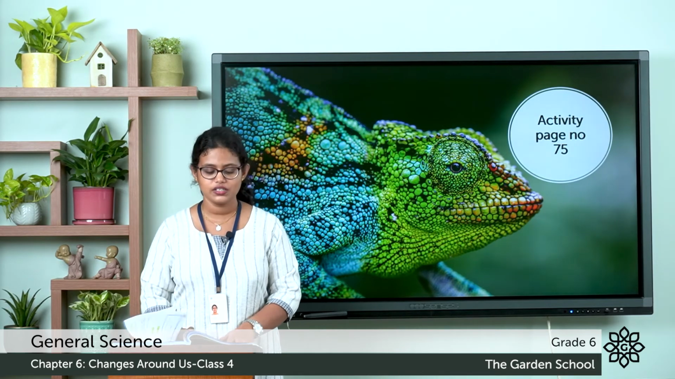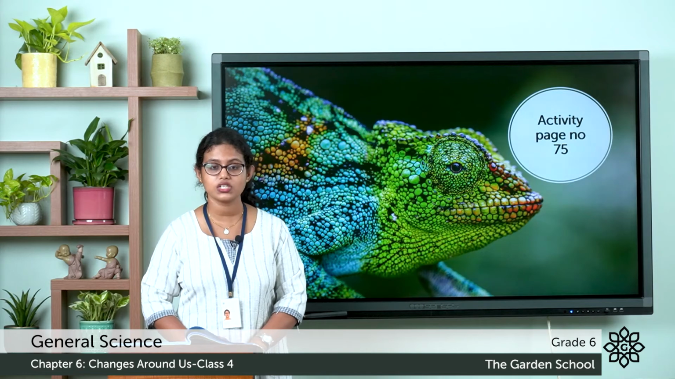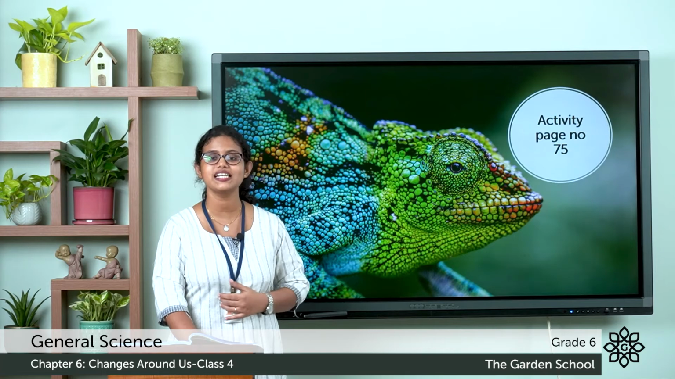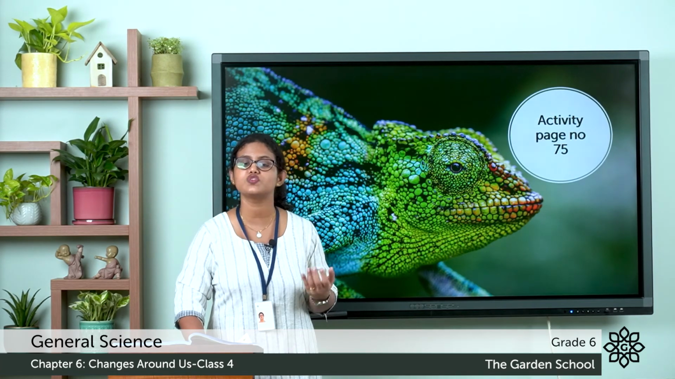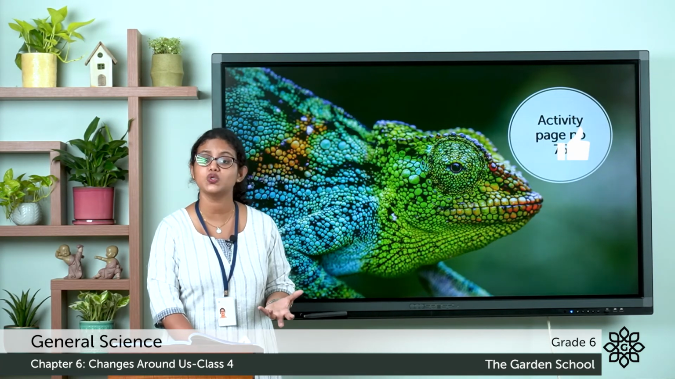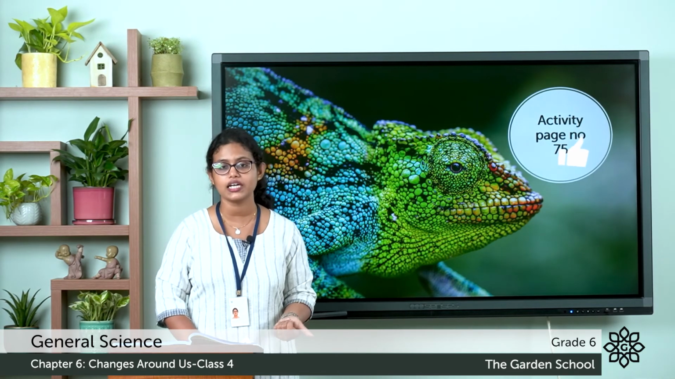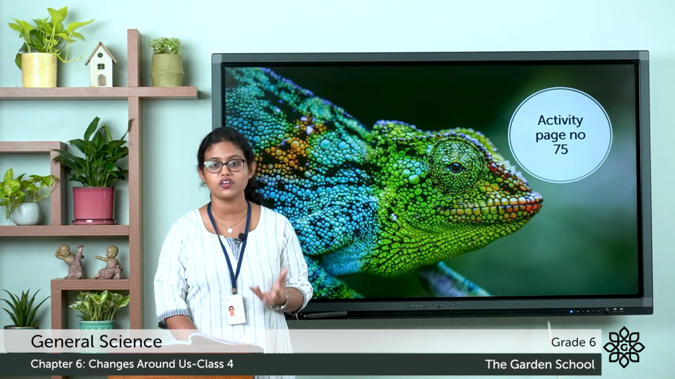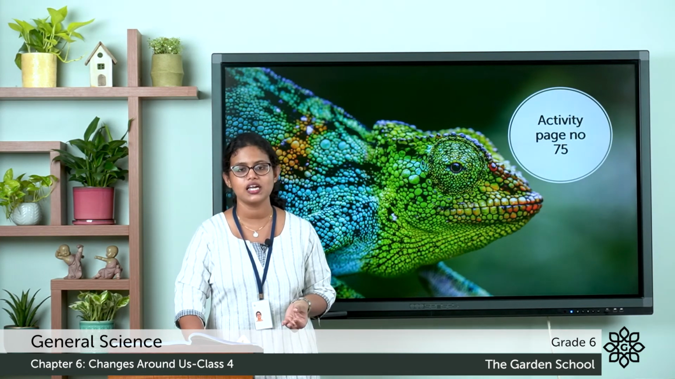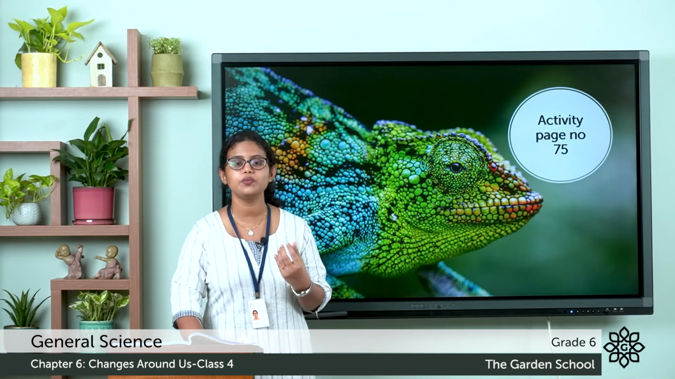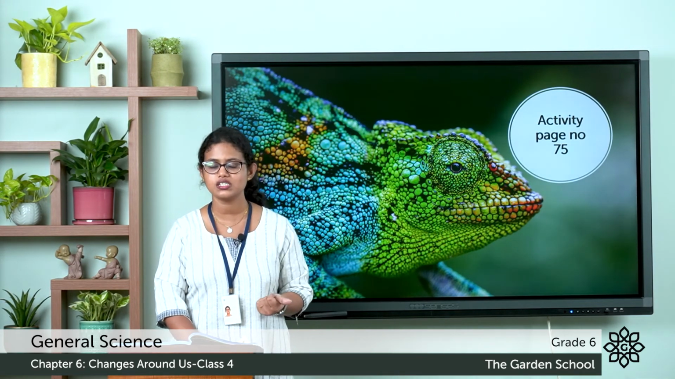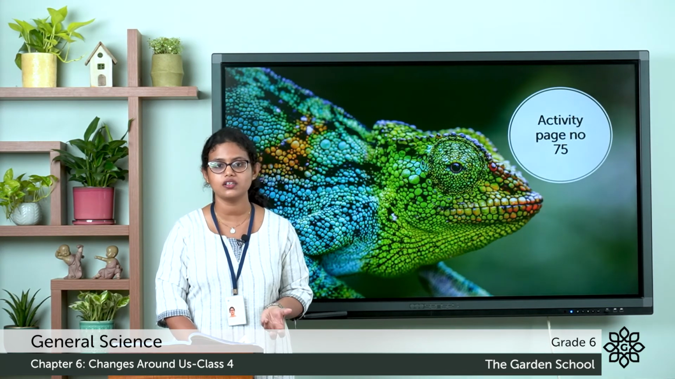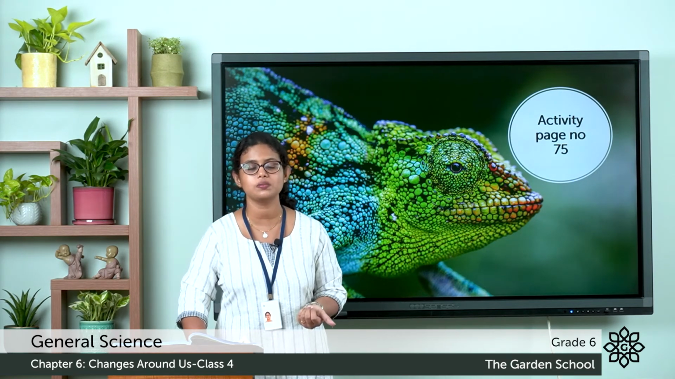So we are done with the chapter Changes Around Us. In this chapter we discussed the different types of changes. We can see different types of changes around us. Some changes are useful to us, which we call desirable changes. Some changes are not useful to us, not beneficial to us, which we call undesirable changes. Then we discussed reversible changes, the changes that can be reversed to their original form, the changes that can be undone.